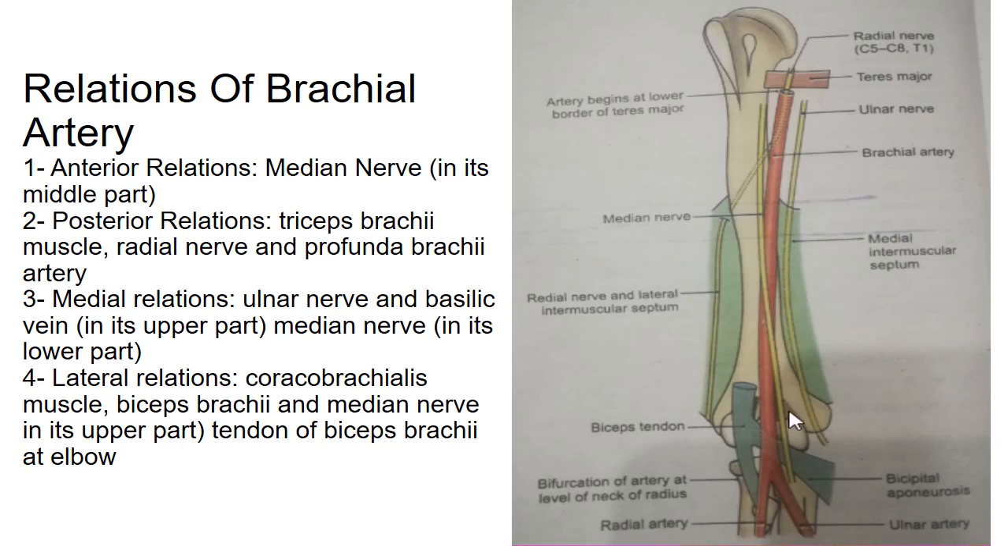In the lower part of the artery, in addition to the ulnar nerve, we have the median nerve, which is crossing the artery in the middle of the arm and comes on the medial side. In addition to the ulnar and median nerve, we also have the basilic vein on the medial side of the brachial artery as well. We'll talk about these superficial and deep veins later on.